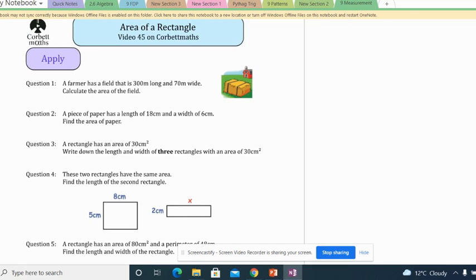Some of these application questions describe a shape, a rectangle. Draw down the picture. So for this one, a farmer has a field 300 meters long and 70 meters wide. Calculate the area of the field. Sketch what that field looks like. Draw a rectangle, put your labels on, then do your working and solve.